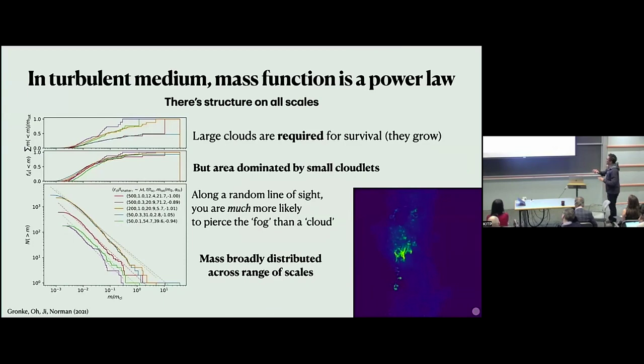So if you actually look at the mass function of cold gas, then it is more or less a power law with this slope of m to the minus 2, which is equal mass per logarithmic interval. And the important thing about this is that you can have the large clouds that you need to grow, right? You need to survive by the criteria he found before, but the area is dominated by small scale stuff. It's fog. If you have clouds and you have fog, you're more likely to intersect fog, right? But there's a broad distribution of mass.